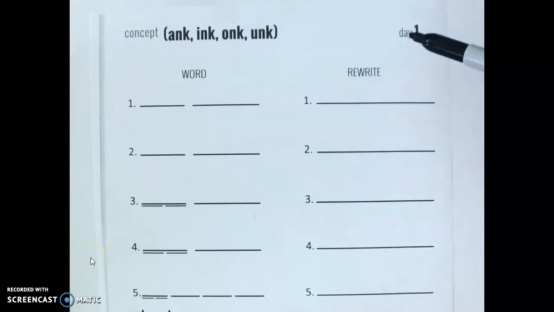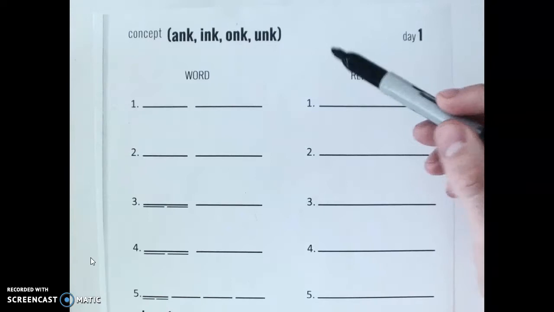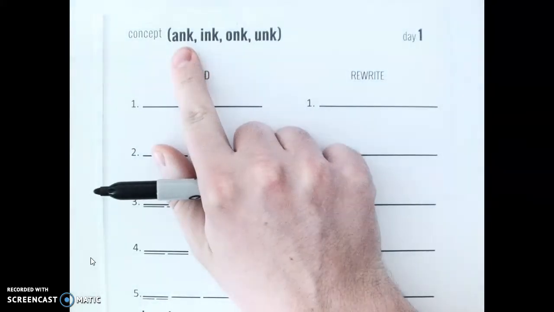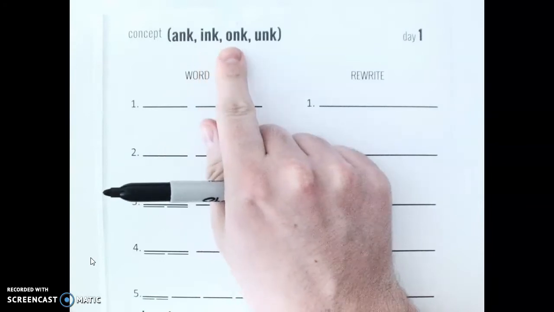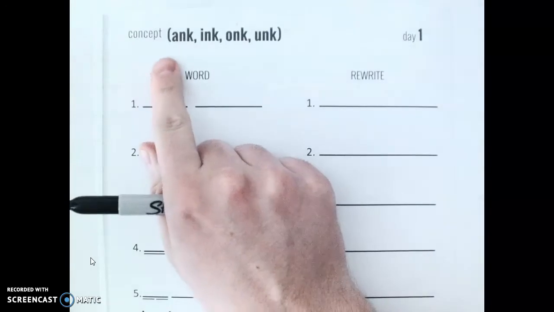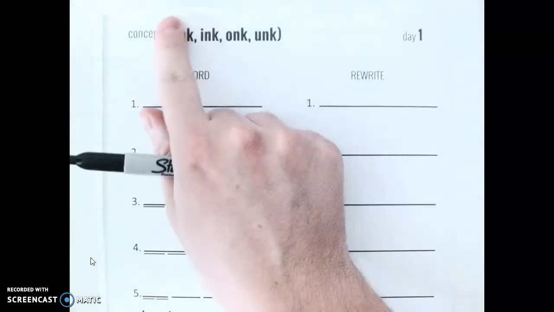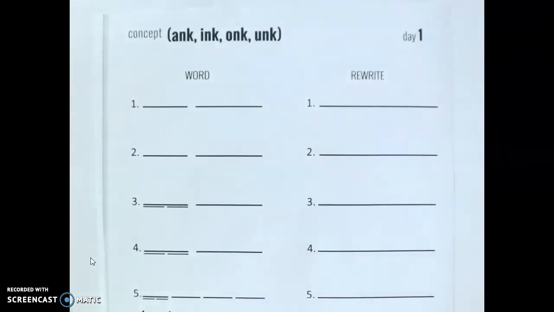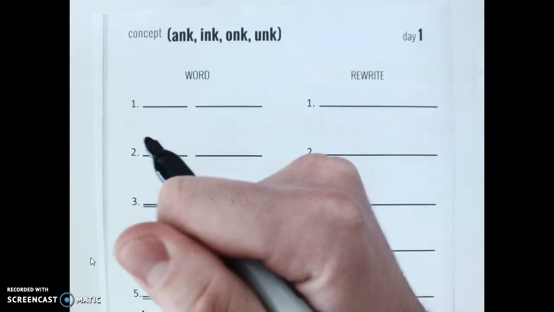Okay, we're going to get ready for our dictation. Today we're going to work on spelling words with ank, ink, onk, or unk. Remember, when we go to sound them out, we're going to put them together on the same line. The first word we have today is sank.